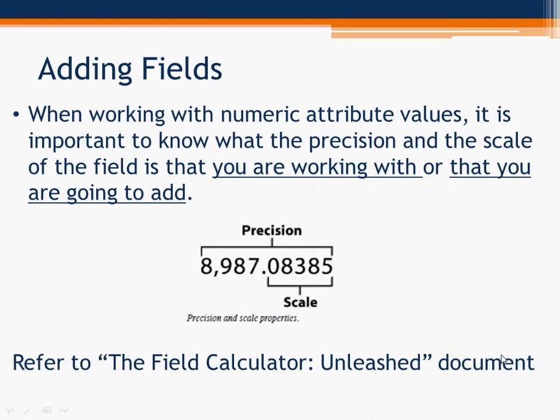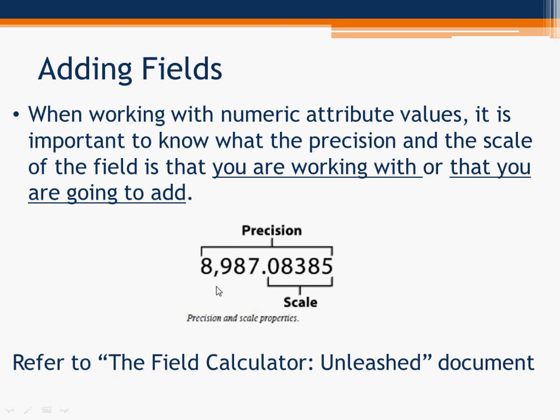So when working with numeric attributes, you've got to understand the difference between precision and scale. That's one of the things that ArcMap is going to ask you when you go ahead and add a new field that is numeric in nature. So when we talk about precision, in this case, precision is indicated by this larger bar outside, and that's basically showing us the overall width of the field and what the largest number possibly is that we could store.